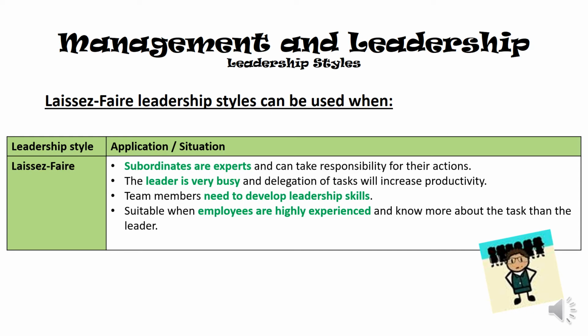So when the leader is not necessarily the most knowledgeable in the situation, the employees under him are very, very experienced, very knowledgeable. They know exactly what has to be done. They know how to do their jobs. They are trustworthy. They are responsible for their actions. Then we don't need to check up on them all the time.